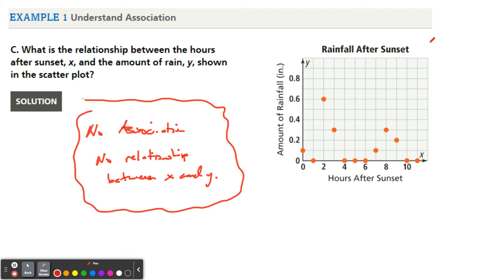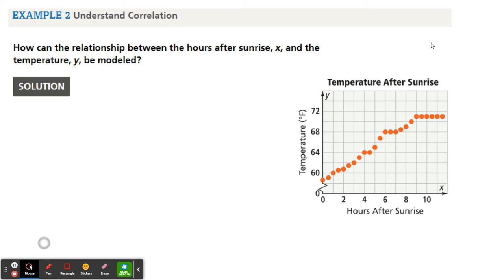Okay, and let's take a look at one more example before we go to the next video because that was pretty short. All right, example 2. Understand correlation. How can the relationship between the hours after sunrise x and the temperature be modeled? So if you look here, we know that there's a positive association. So how can we model it?